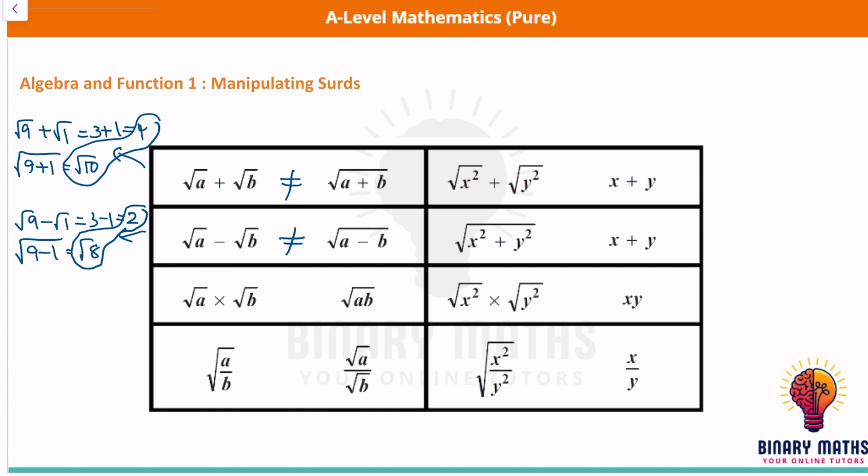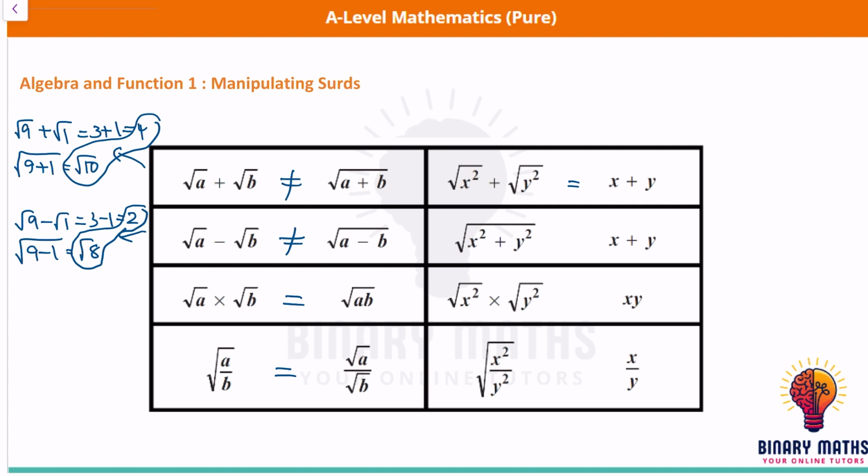Root of a times root of b does work out. It is the same thing as square root of a times b, so you can always simplify vice versa. Square root of a over b is the same thing as square rooting each one individually and writing it over the fraction sign, so square root of a over square root of b. In this second column, root of x squared plus root of y squared, because you're squaring each term and then square rooting it and then doing the summation, is the same thing as x plus y. So this statement does hold for all values of x and y.